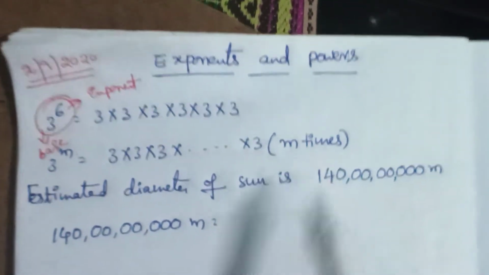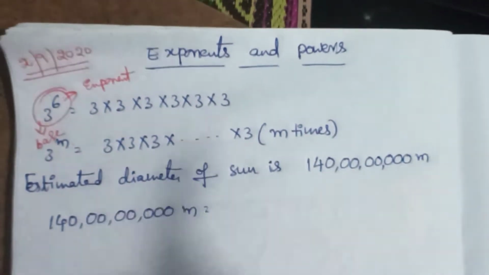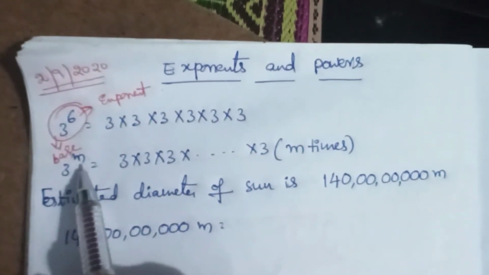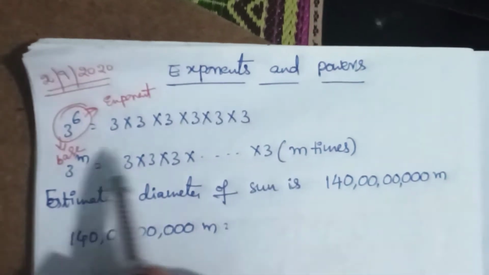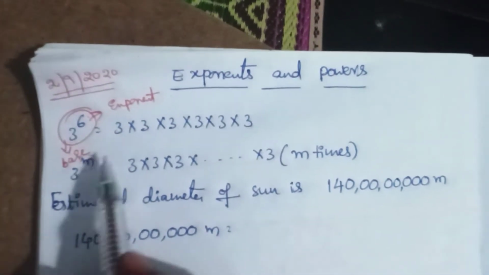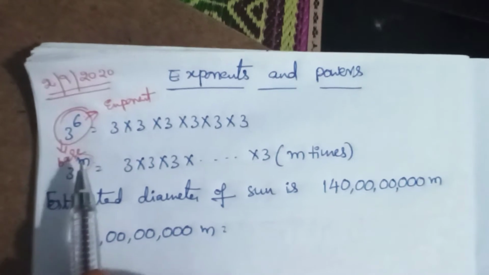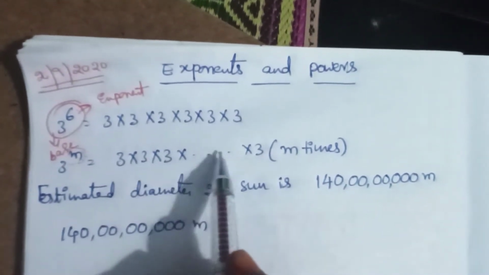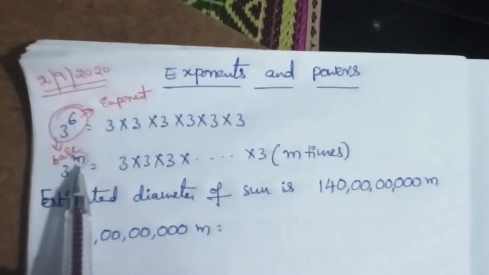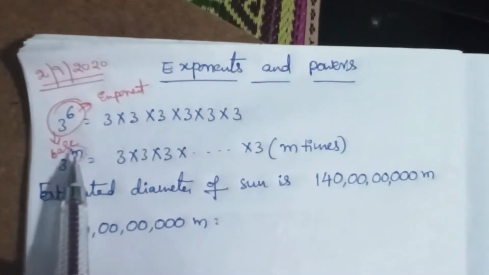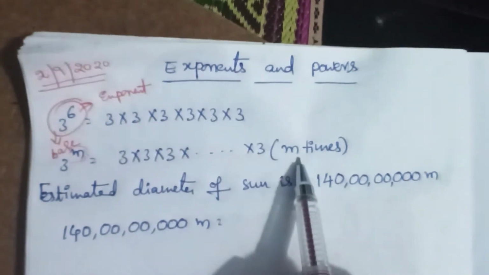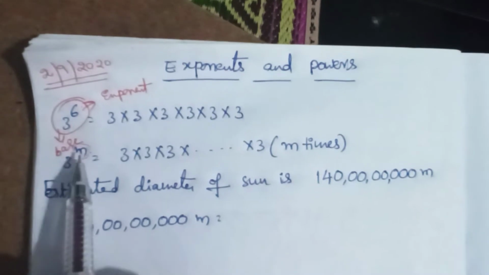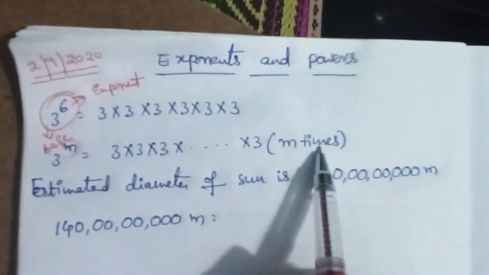into 3, m times. Why do we write m times here? Here the exponent is m, and we don't know the value of m. So we write 3 into 3 into 3 and so on. Suppose in place of m we have p, you write p here. If you have n, you write n here.